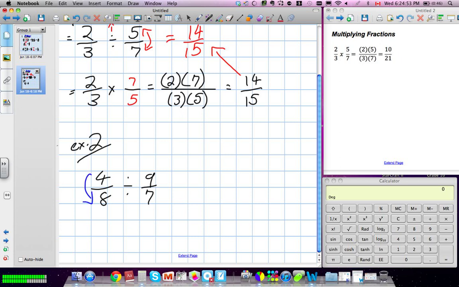Okay. And then what do I do with the division sign? Multiply. That's right, it's going to turn into a multiplication sign. So what's this going to look like now? 7 over 9. 4 over 8 divided by 7 over 9? Multiply. Good. We have to make sure we change the sign, otherwise everything goes haywire. Okay? So now when we multiply that, what do we get? What's 4 times 7?